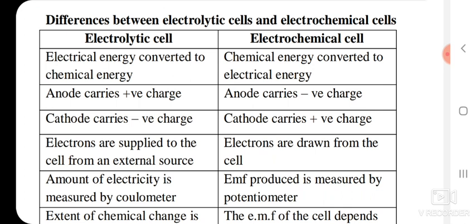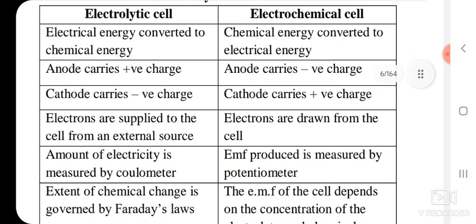Differences between electrolytic cells and electrochemical cells. An electrolytic cell converts electrical energy into chemical energy, whereas an electrochemical cell converts chemical energy into electrical energy. In an electrolytic cell the anode carries positive charge, in an electrochemical cell the anode carries negative charge, and vice versa.